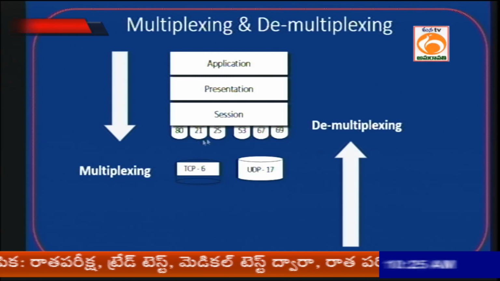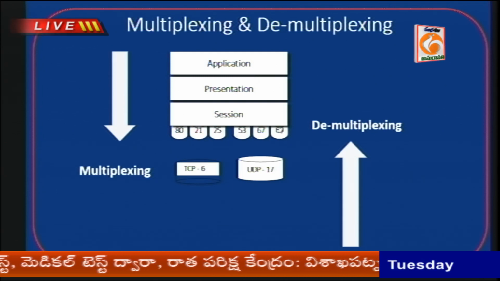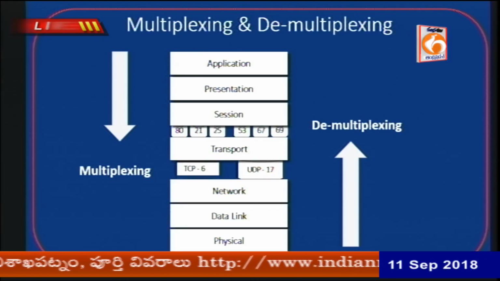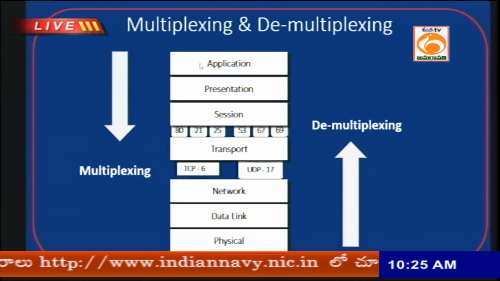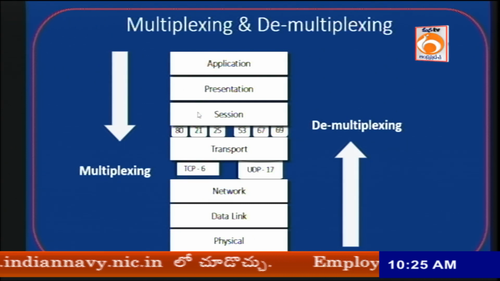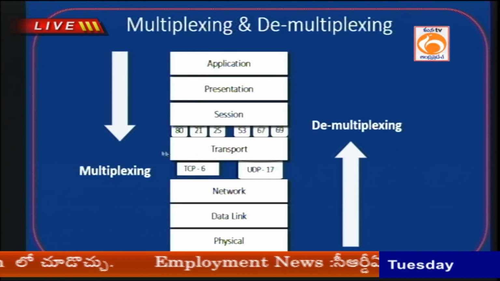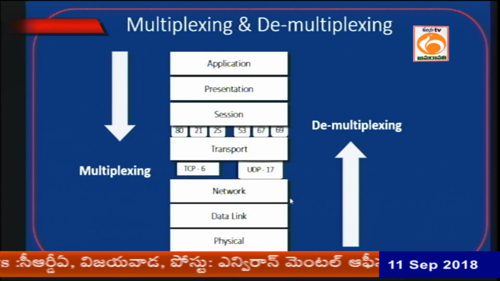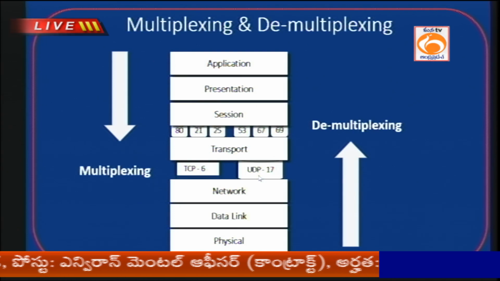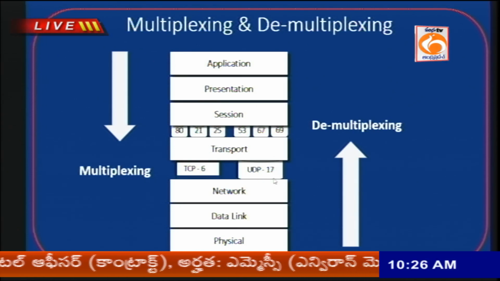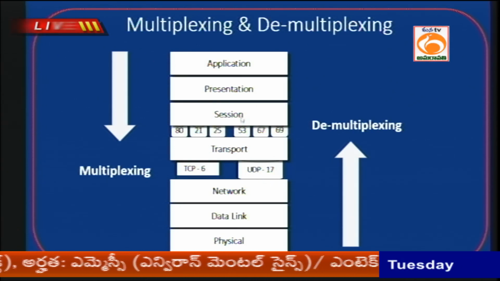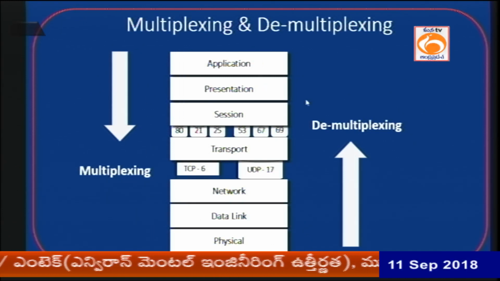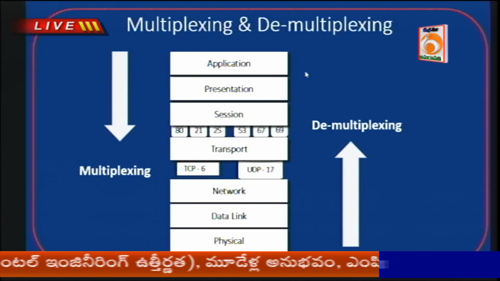So, multiplexing and demultiplexing happen at the transport layer. You can see the data flow from application to presentation, presentation to session, and then to transport. This transport layer multiplexes these into either a TCP or UDP stream, and when you receive data, it is demultiplexed from TCP or UDP to different applications. So, multiplexing when you send data out, demultiplexing when you receive data from the remote computer.